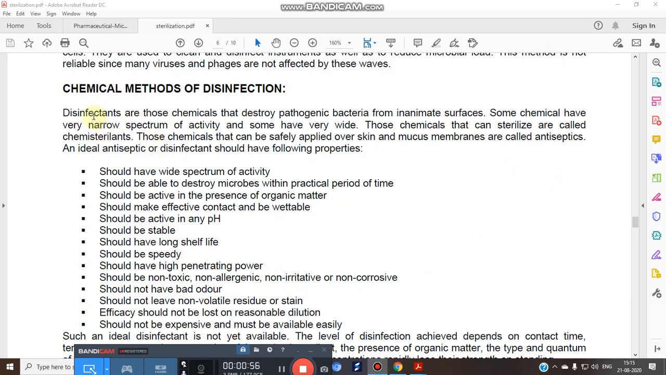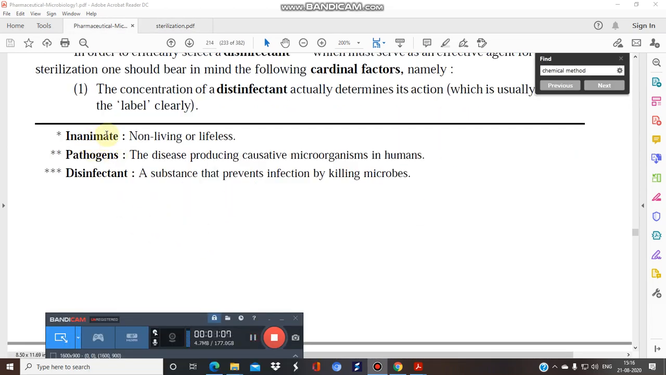So let's start. The chemical method of disinfection, as the name indicates, uses chemicals. Disinfectants are those chemicals that destroy pathogenic bacteria from inanimate surfaces. Please see the meaning of these few terms: inanimate means non-living or lifeless. I hope you remember the video on the difference between antiseptic and disinfectant. Disinfectants are applied only to inanimate objects, whereas an antiseptic might be applied to the skin, like Dettol.